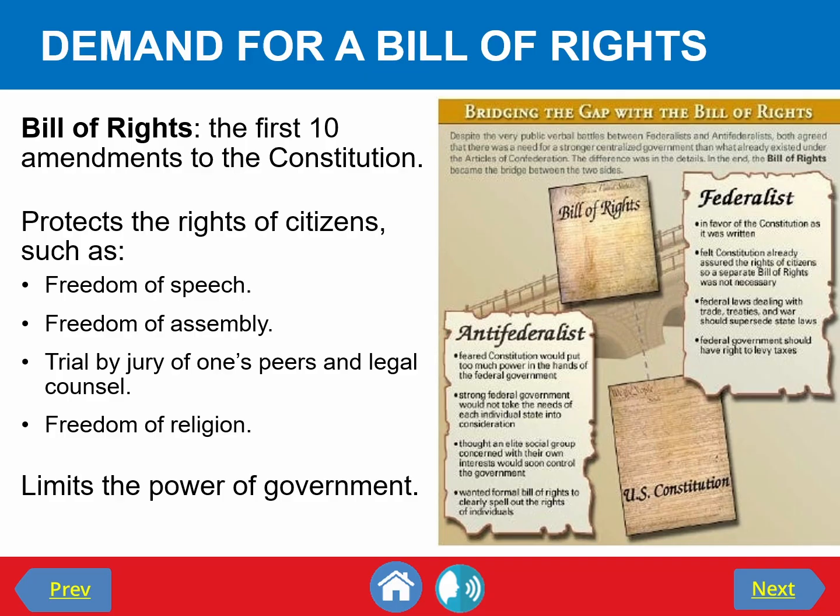The Bill of Rights clearly and explicitly protects the rights of citizens, such as freedom of speech, freedom of assembly, a guarantee of a trial by a jury of one's peers, and appropriate access to legal counsel, as well as protections of, and from, religion. The Bill of Rights would guarantee that everyone would have a right to practice their religious beliefs without interference from the federal government, and that no national religion could be established by the federal government. Ultimately, the Bill of Rights would put limits on the power of government that would, over time, prove not only necessary but vital to the success of our constitutional democracy.